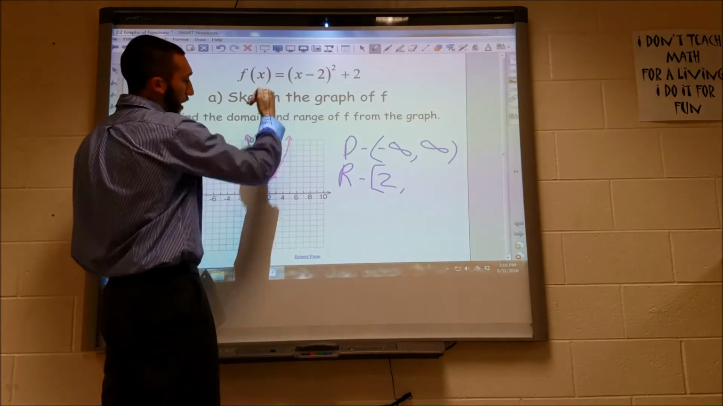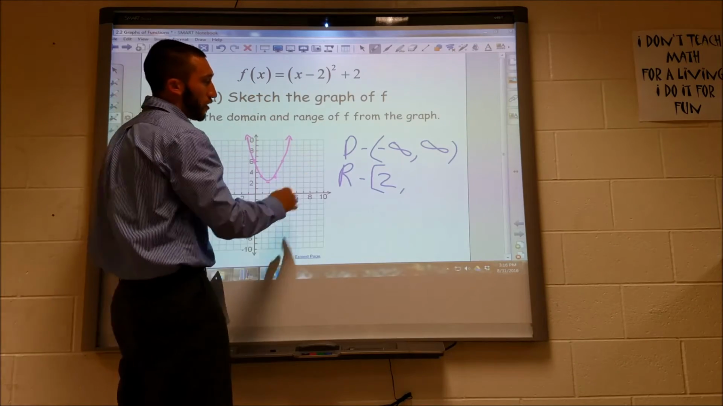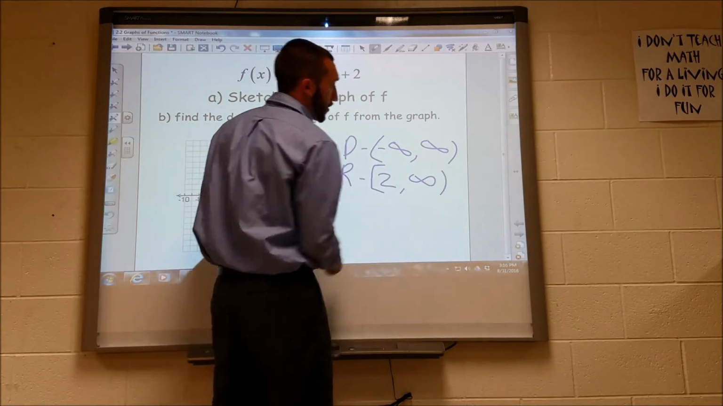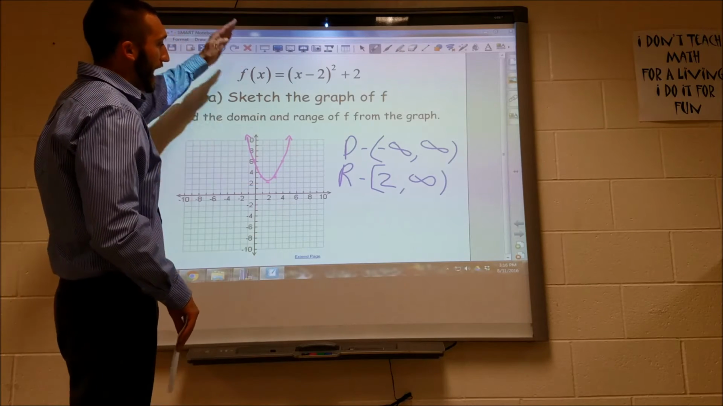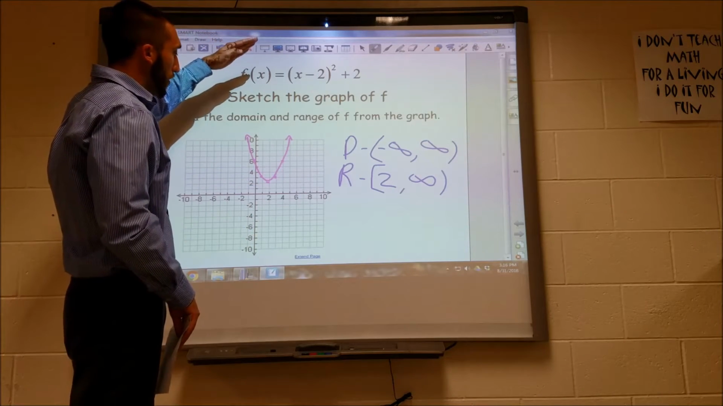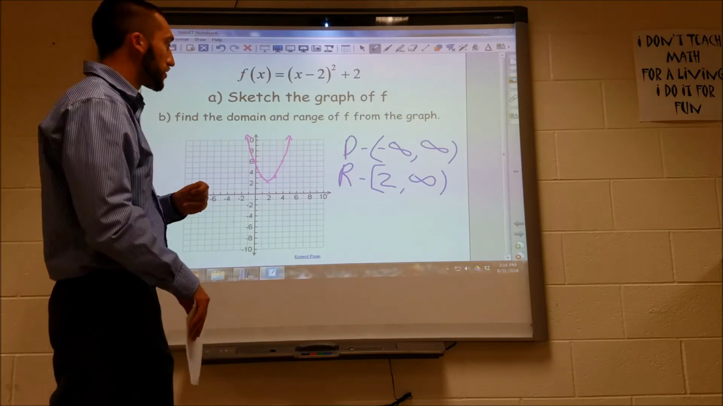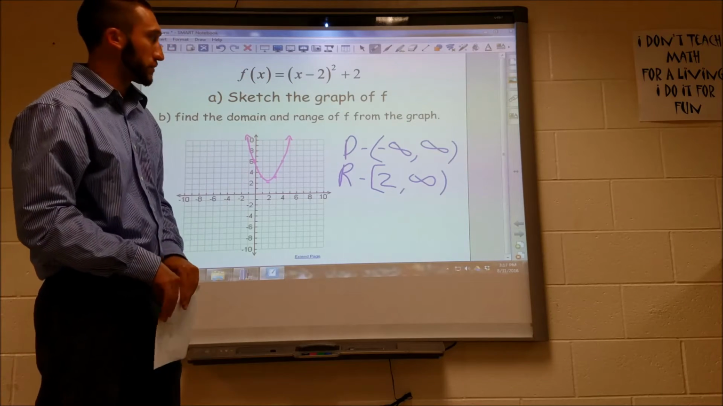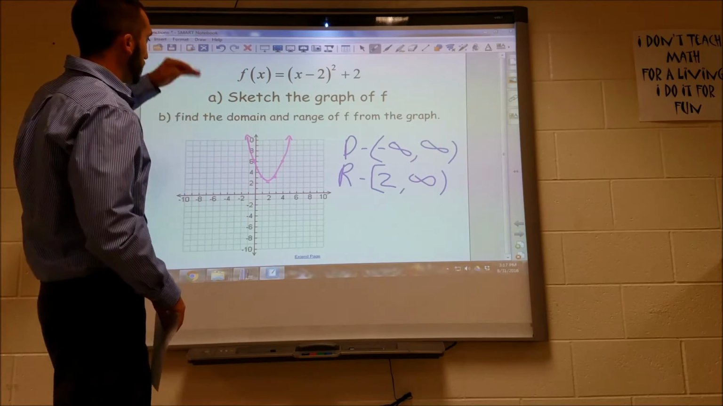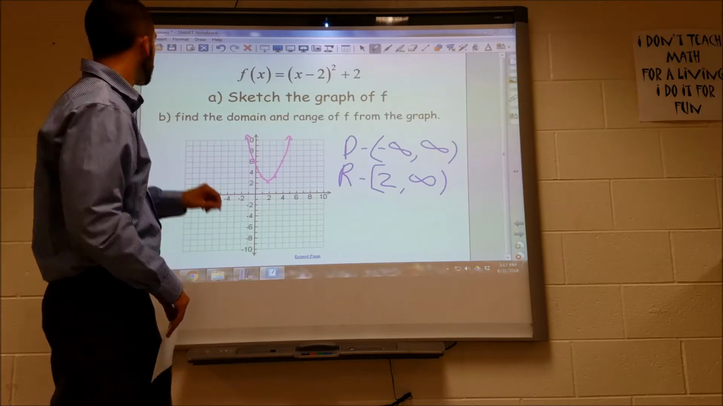As I go up, my y values will never end, so my range goes to positive infinity. I can get any positive number above 2 for my range. Any number you can think of falls into this function. So here I've sketched the graph and found the domain and range.